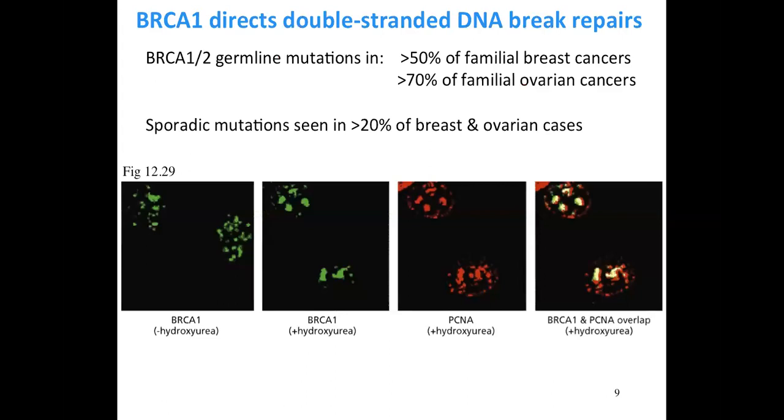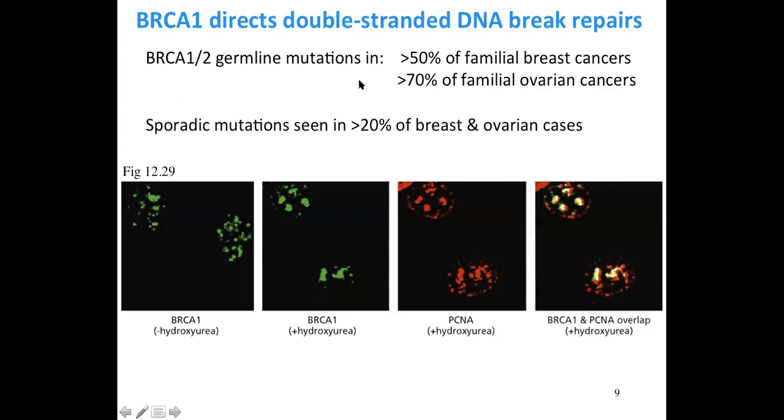So one of the important players in repairing DNA damage when you have double-stranded DNA breaks is BRCA1. And BRCA1, as we've learned about, is one of the genes that's controlled by P53. So when P53 halts the cell cycle in response to DNA damage, it wakes up genes such as BRCA1. And so how important is BRCA1 in repairing DNA damage?